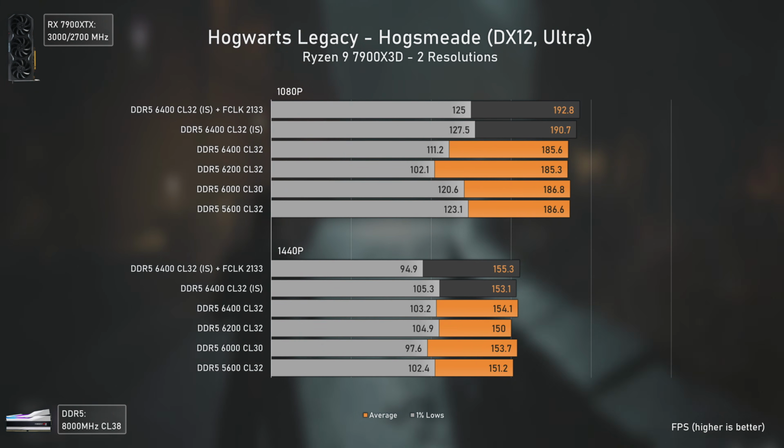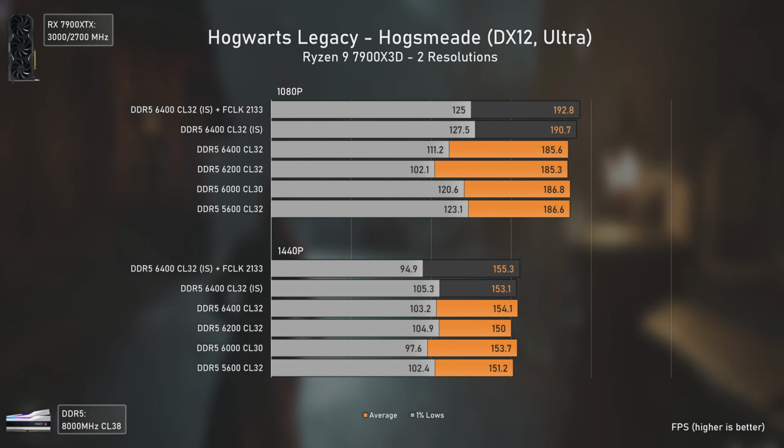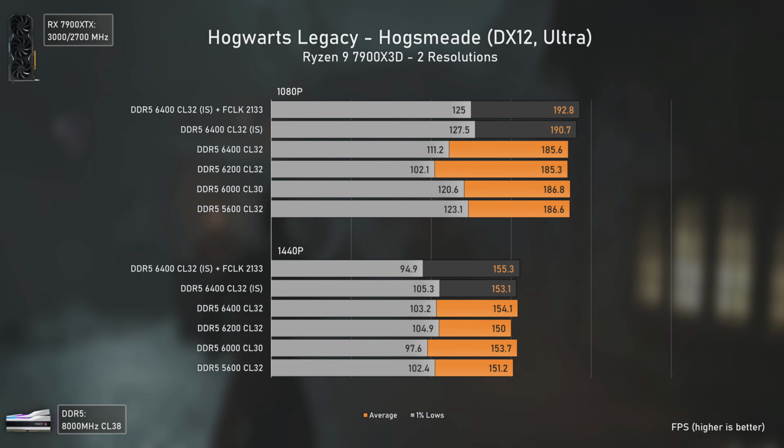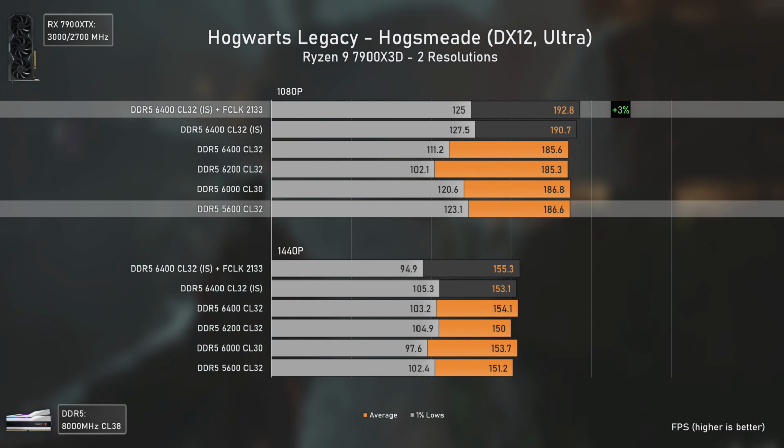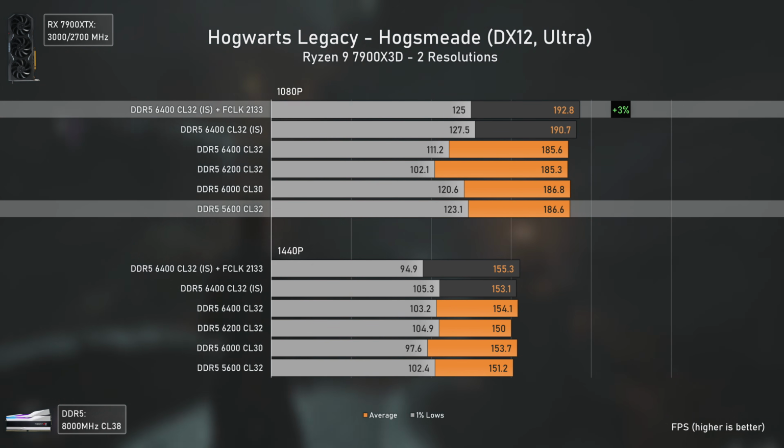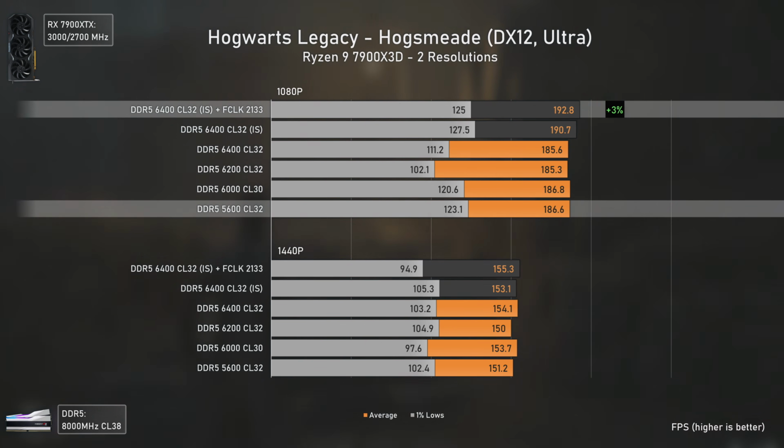Although as we change to the Ryzen 9 7900X3D, the average FPS changed very little, with the top configuration delivering only 3% better FPS than the lowest one, and with the 1% lows somehow being all around.